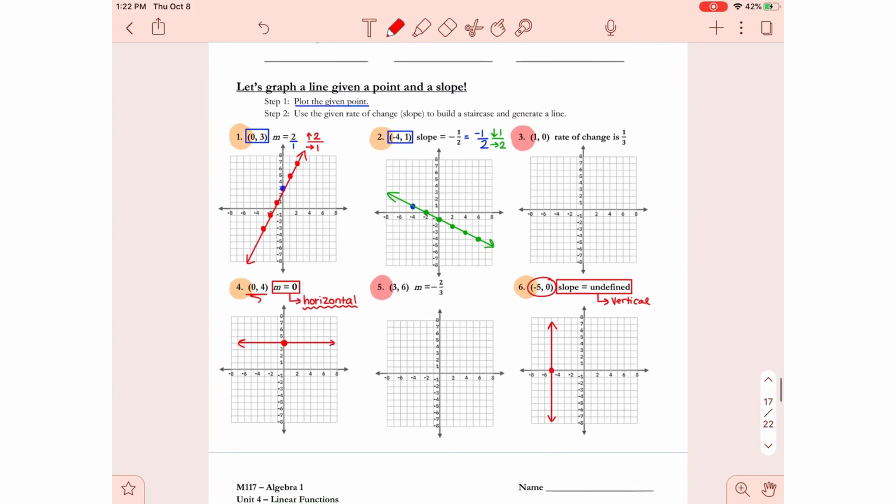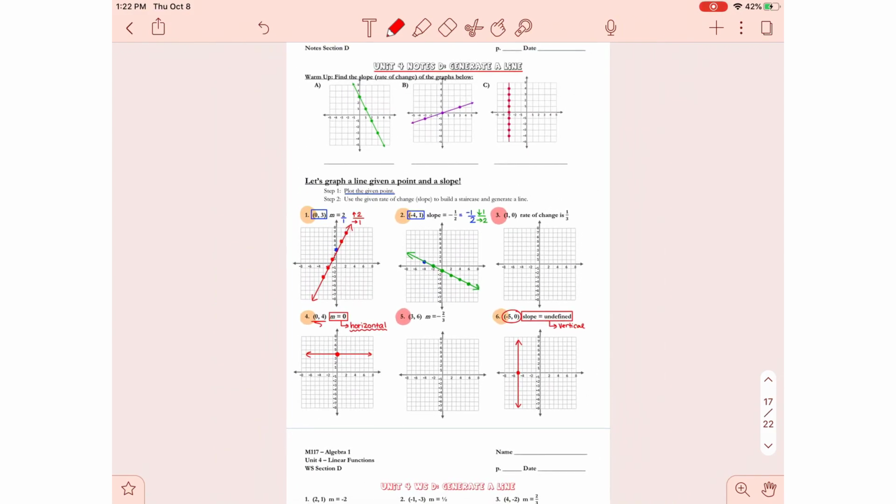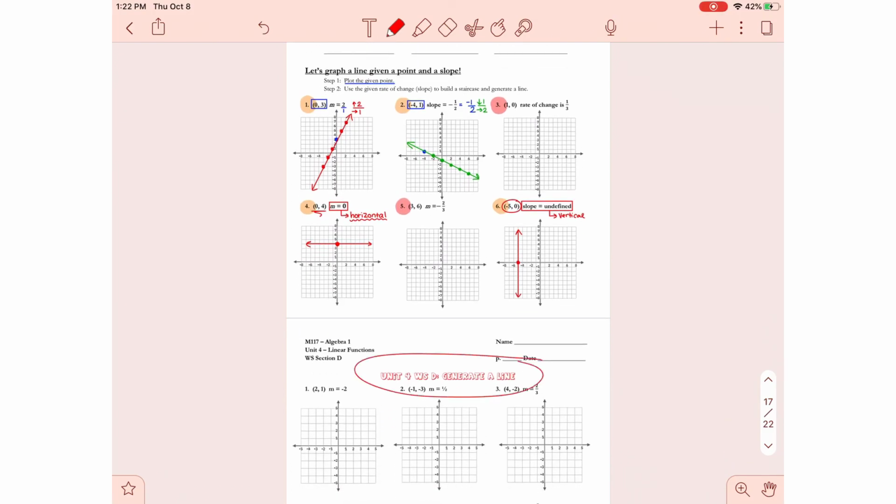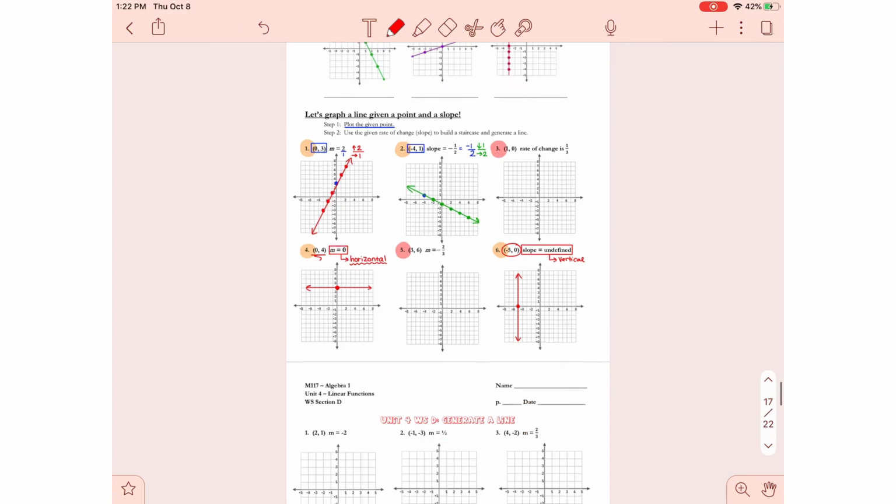All right, so that is the moral of the story, is really just plotting the point and counting the slope. You got to use rise over run, or you have to remember what 0 slopes look like and what undefined slopes look like. You are going to complete the warm-up if you haven't yet. You are going to try numbers 3 and 5, and then when I see you in class again, we'll do worksheet D together. Thanks, guys.